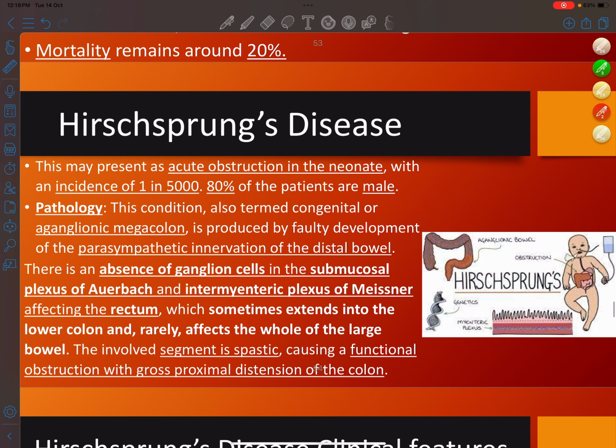Hirschsprung disease is an important disease to know. It results from an aganglionic segment in the distal large bowel, the absence of the ganglion cells of the plexus of Auerbach, which is the myenteric plexus of the colon. This will result in failure of relaxation of this segment, and it will be almost obstructed. The length of the aganglionic segment varies from case to case, and it will make the presentation early or late.